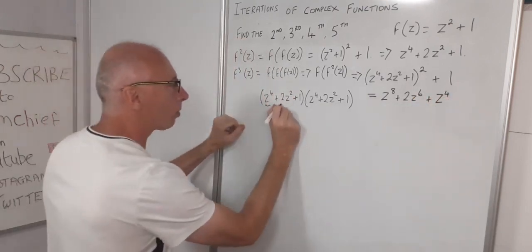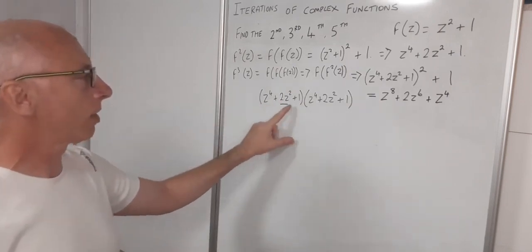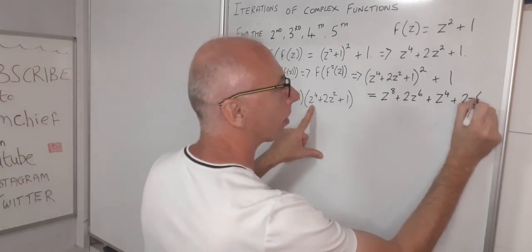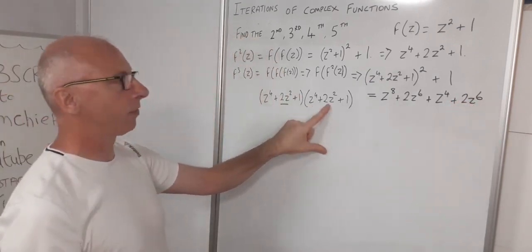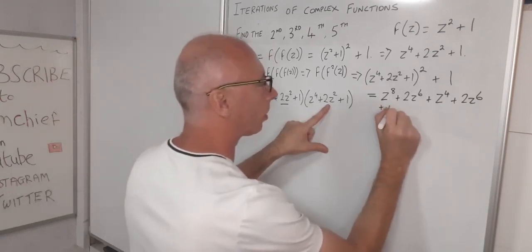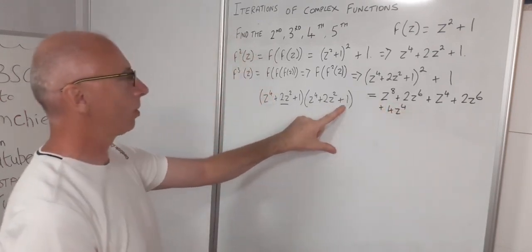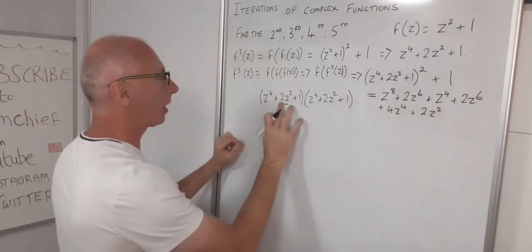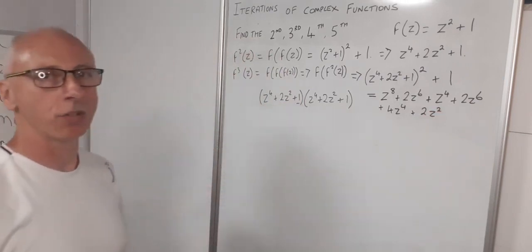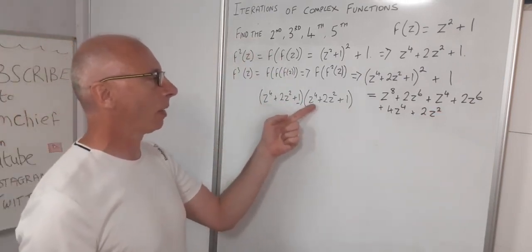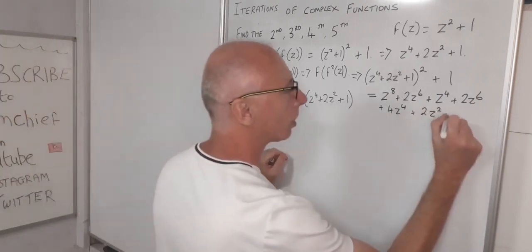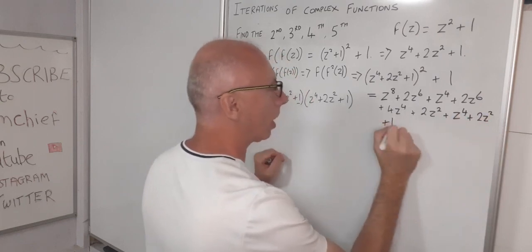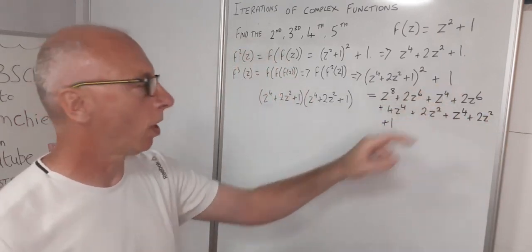Now let's distribute this one. 2z squared. So with this one we're going to get 2z to the 6. And this one's going to give us 4z to the 4. And this one's just going to give us 2z squared. Okay, that's that one done. Now let's just distribute the plus 1. So basically that's just going to mean just rewriting out the function. And then, of course, adding plus 1 at the end.